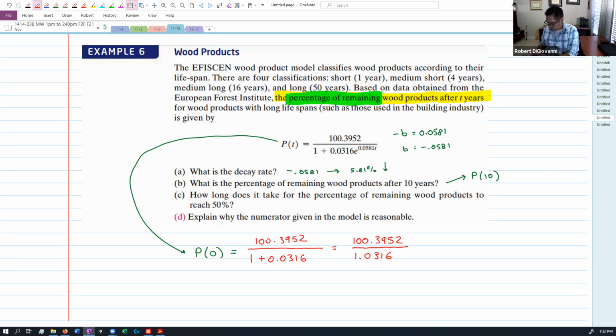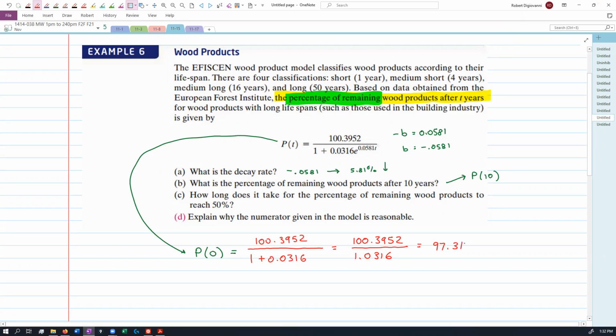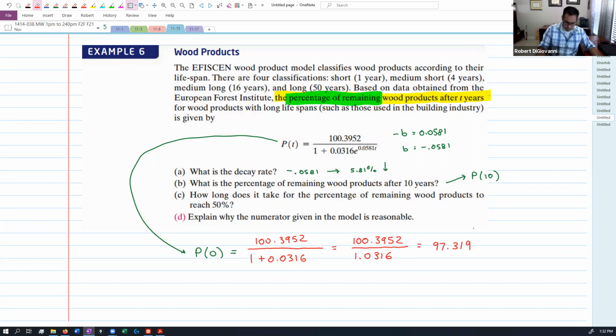Make sure I type that in right. So 97.319. Did anyone else get that? Basically 100%. Say again? Is that 100% and you get half of that?